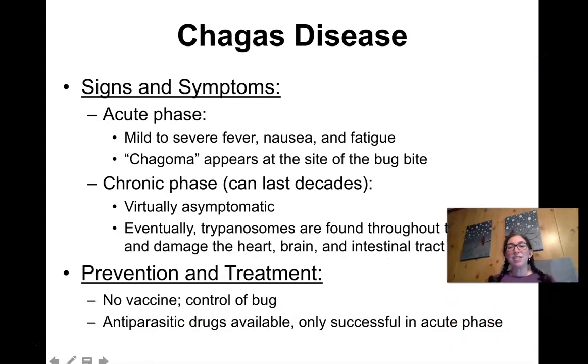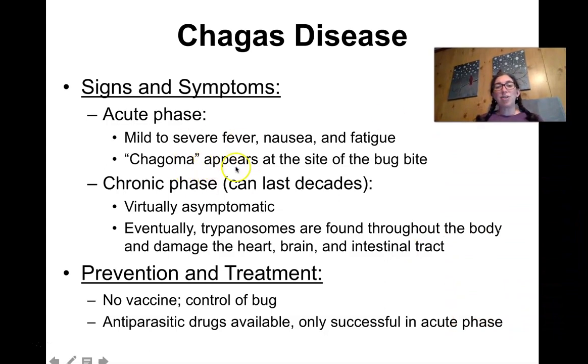So Chagas disease can cause, in the acute phase, in the early phase, you might just be tired, have a fever, you may have a lesion that forms at the site of the bug bite, but then the chronic phase of the disease, which can be asymptomatic for a lot of it, eventually you start finding these trypanosomes throughout the body. So this protist just kind of spreads very quietly, not causing any symptoms until it's damaged your heart and your brain and your intestines, and you start to accumulate a lot of damage in those organs.